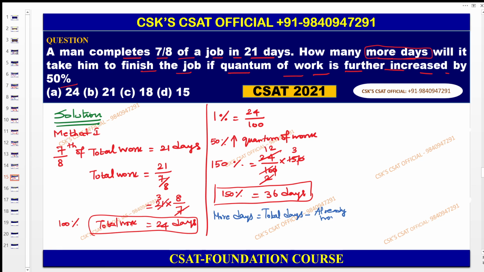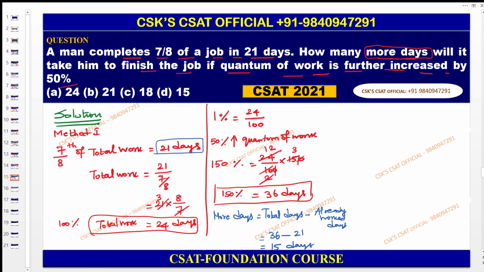worked days. What is the total number of days to complete this 150% of job here? 36 days. Minus already how many days he has worked to complete that 100% here? 21 days. Which means 7 by 8 part only he has worked here. Right. So left out remaining work, so how many days? 15 days. Got this one now? Anybody having a doubt, you can ask quickly.